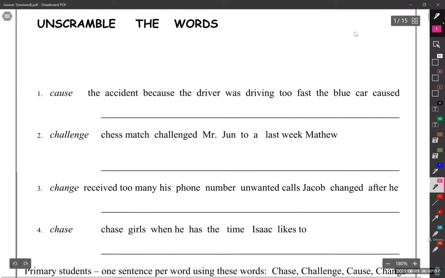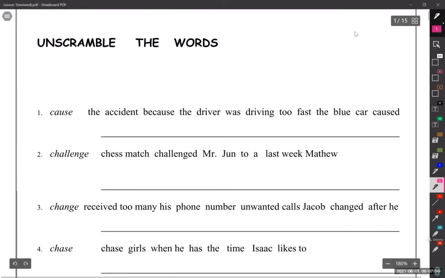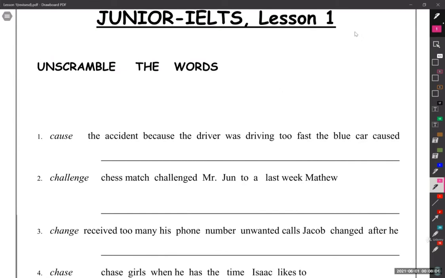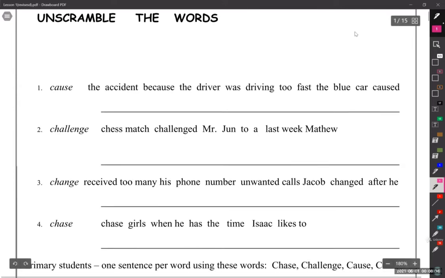So, almost all of the lessons are similar, but some lessons do have some uniqueness to them, some different worksheets. So now today over here, I'm going to show you lesson 1 and the basics that almost all lessons hold. So the first part is always unscrambling the words.